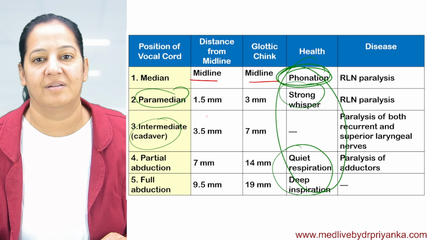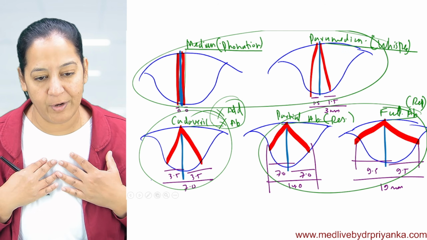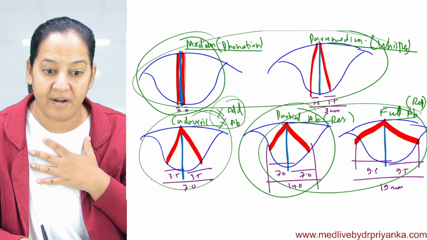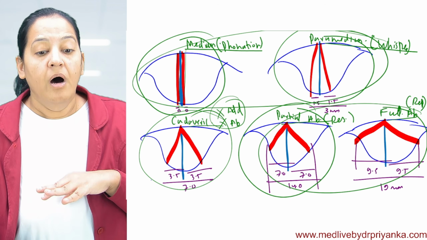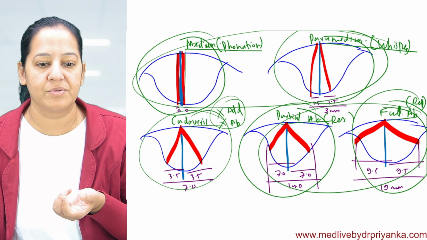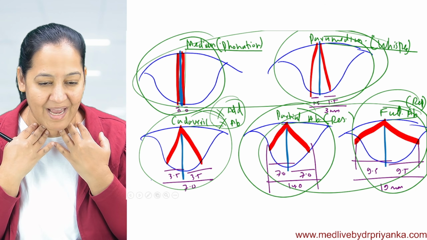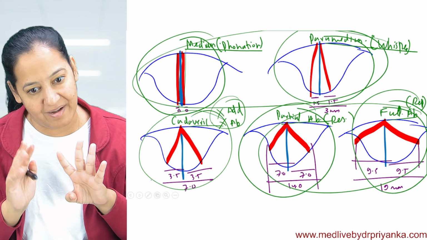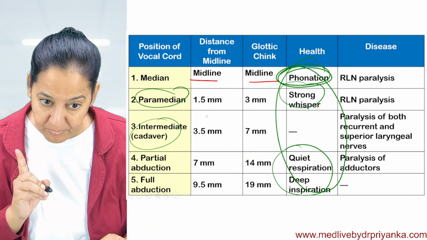So see their function. Which one is required when? Currently I'm doing quiet respiration, so I need this. Currently I'm talking, so I need this. Currently I can whisper also, so I need this one also. If I do deep respiration, I need this also. And if I die, I mean none of the muscles is acting, or if complete laryngeal paralysis occurs, it will be cadaveric. So I hope you got the positions of the vocal cord.